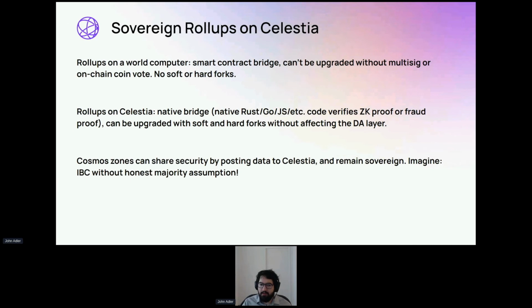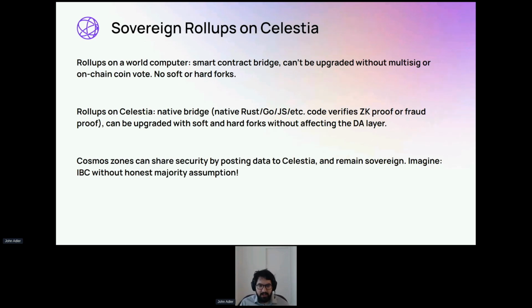On Ethereum, you implement a rollup with a smart contract bridge, and this rollup cannot, the logic execution of the rollup and its consensus rules can't be upgraded without a multisig or an on-chain vote. So there's no soft fork, there's no hard fork. You have to do something like an on-chain vote, and that could potentially be captured by plutocracy. Rollups on Celestia are different.